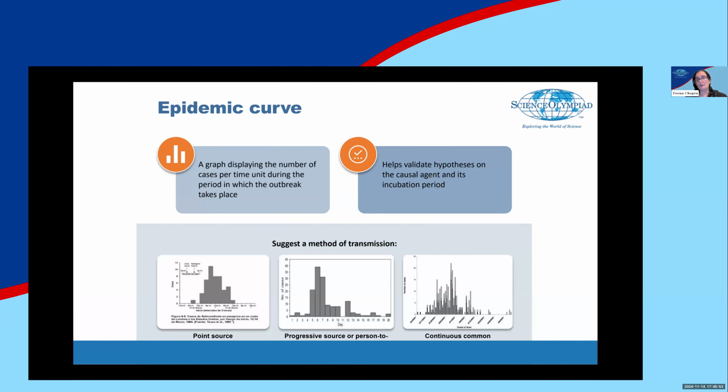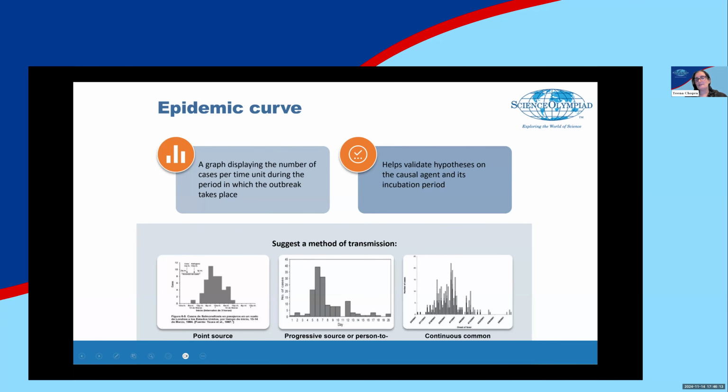either all the people who were potentially at risk were exposed and they had the disease, and the disease died down, or there was a break in transmission of disease by removing the exposure. So the exposed person was removed from there and it went away. So this is called progressive source, which is person to person.